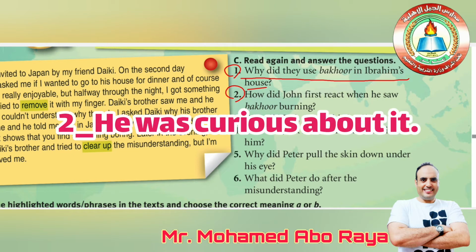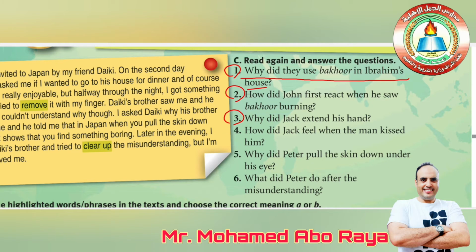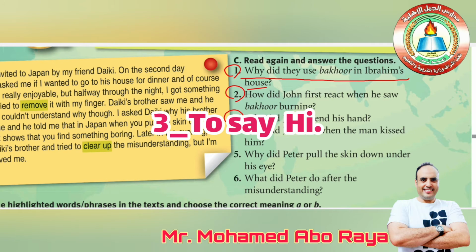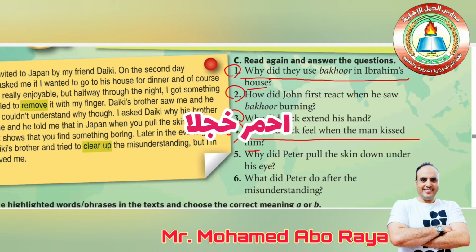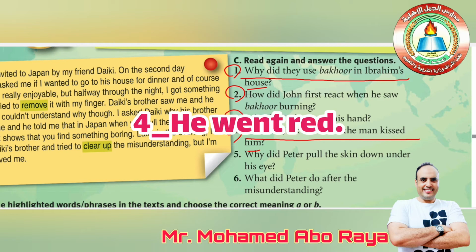Number 3. Why did Jack extend his hand? Yes, according to the reading, to say hi. Number 4. How did Jack feel when the man kissed him? Yes, according to the reading, he went red. He felt uncomfortable.